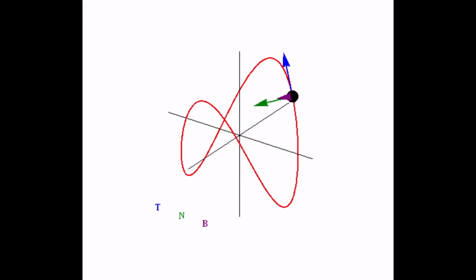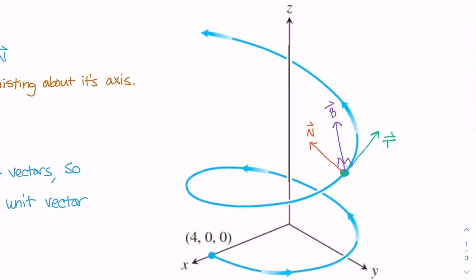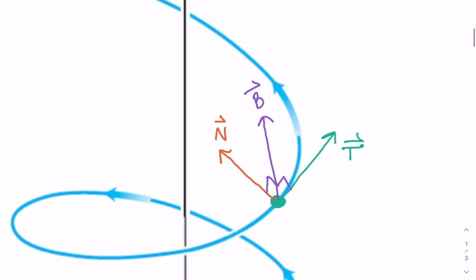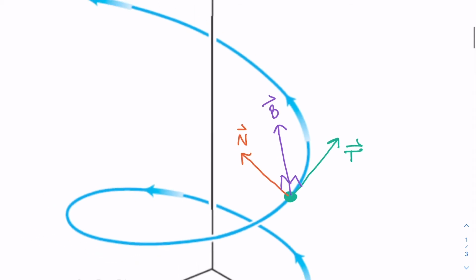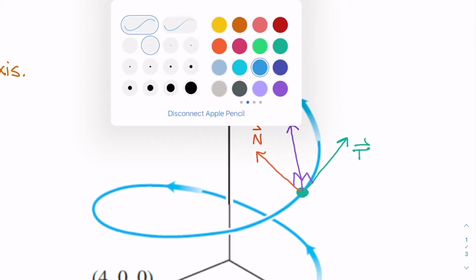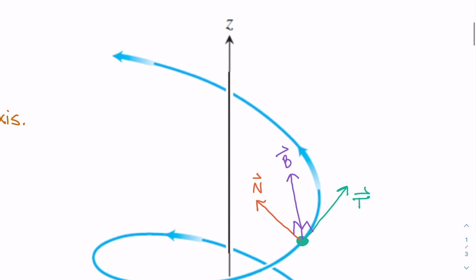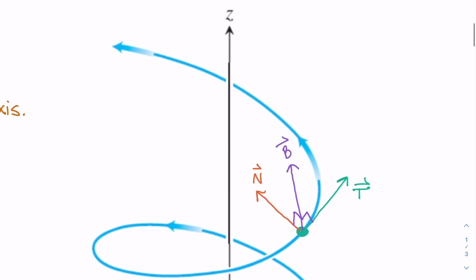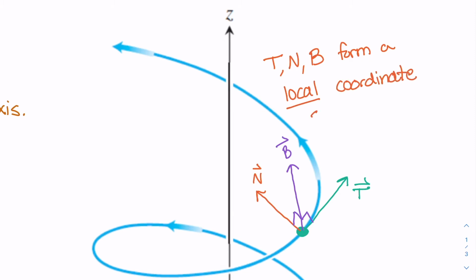And so, just like we have the global coordinate system with the x, y, and z, we also have this local coordinate system that travels with us. So this T, N, and B vectors, let me just write this out. T, N, and B form a local coordinate system at every point.